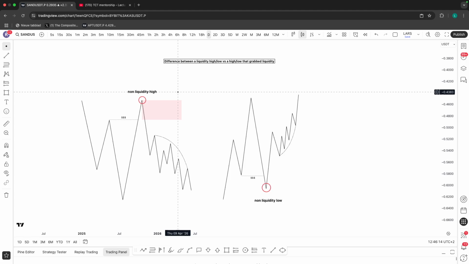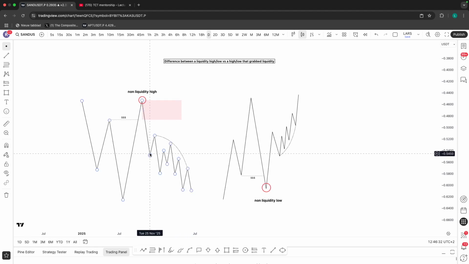And this is very important to understand when we're looking at our extreme liquidity POIs within our TCT models to confirm third taps from a Model 2 perspective. So if a high grabbed liquidity and created supply in the process, that high is not a liquidity high and should not be part of your return to zone.